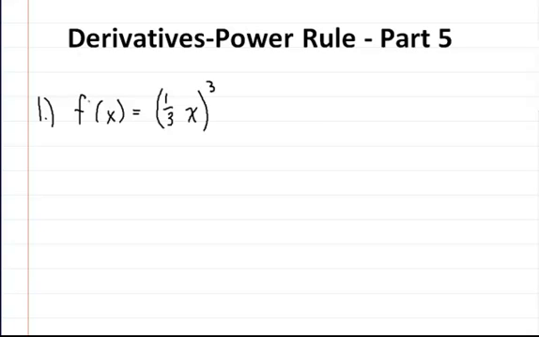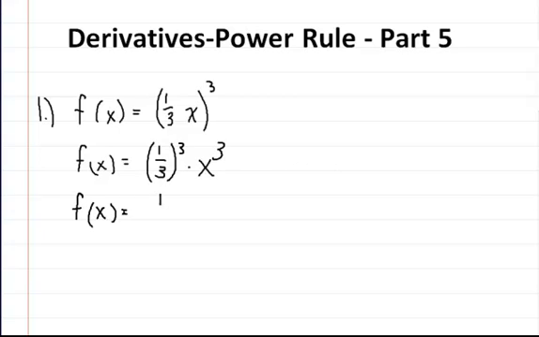So here we're working with f of x is equal to 1/3 times x cubed. So how do you take the derivative of this when you have the exponent on the outside? What I would do is actually work the exponent in, so let's go ahead and do that. So f of x is equal to 1/3, I'm going to cube that, and then I'm going to cube the x. So then I would get f of x is equal to 1/27 times x cubed. And now I'm ready to take the derivative.